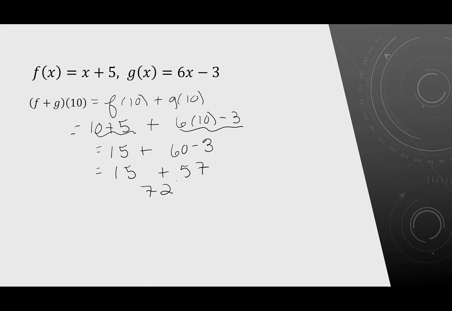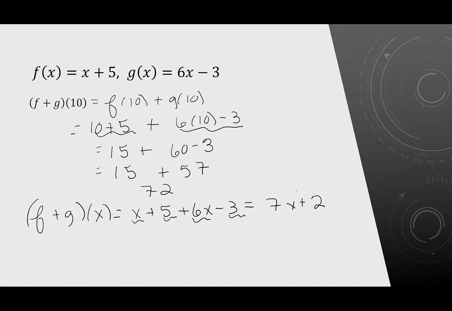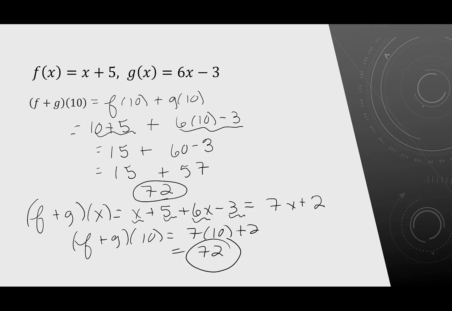If you wanted to, you could do this differently. You could start by saying, what is f plus g of x? So that says we would take x plus 5, and we would add 6x minus 3. So x plus 6x, that gives me 7x. And then 5 minus 3 gives me a positive 2. Then I could do f plus g of 10 is 7 times 10 plus 2. We know 7 times 10 is 70, plus 2 is 72. We got exactly the same thing either way we did the math.